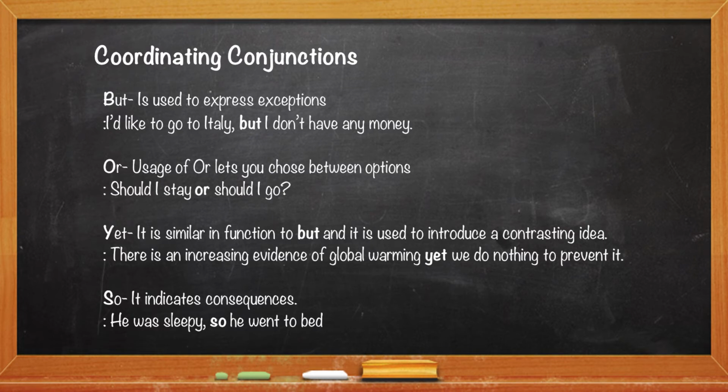Yet is similar in function to but and is used to introduce a contrasting idea. So, there is increasing evidence of global warming, yet we do nothing to prevent it. And the next conjunction, so, indicates consequences. He was sleepy, so he went to bed. Therefore, he was sleepy, therefore he went to bed.